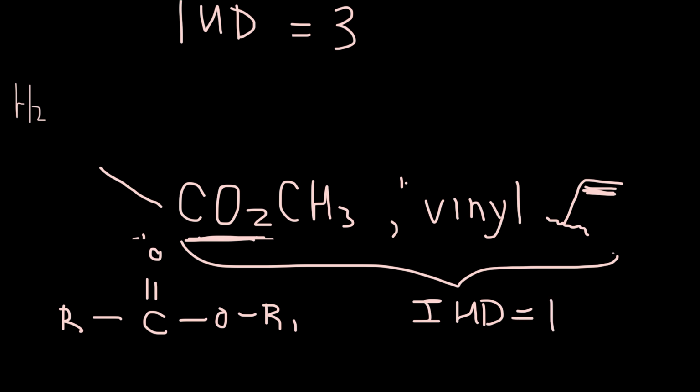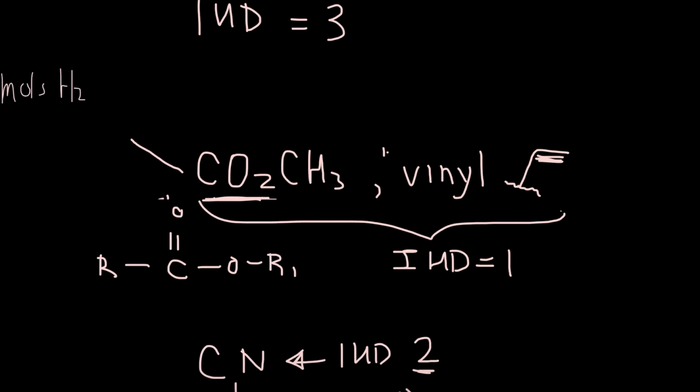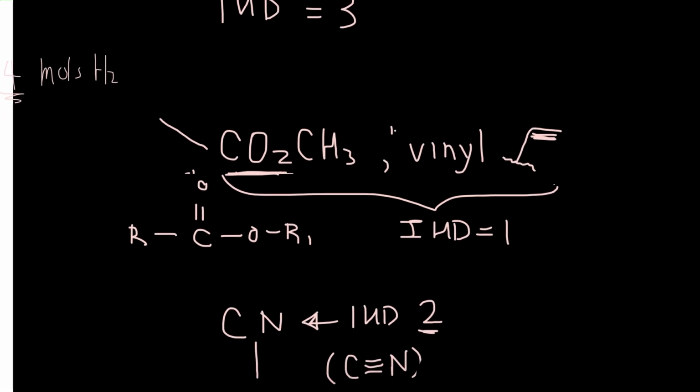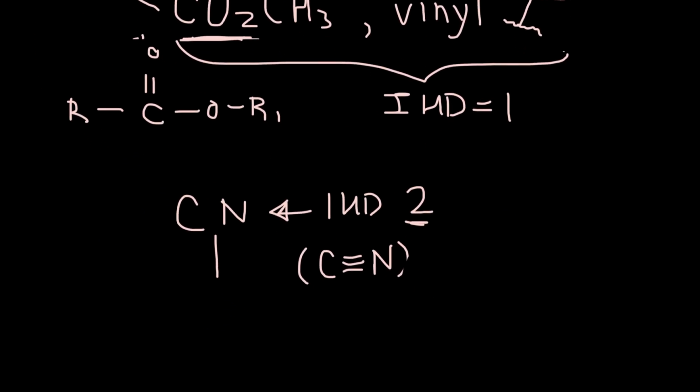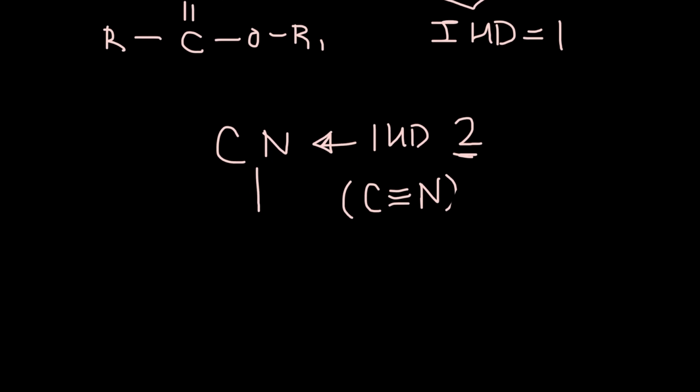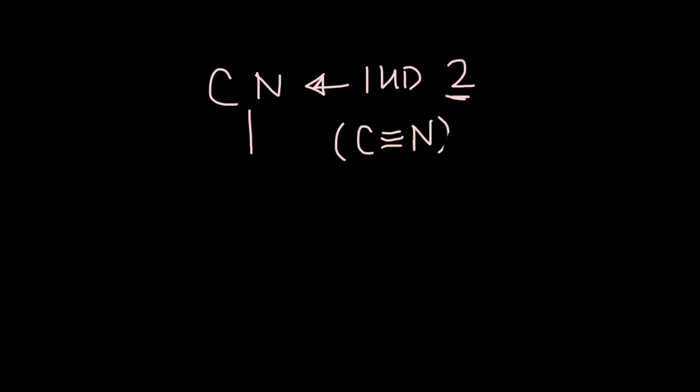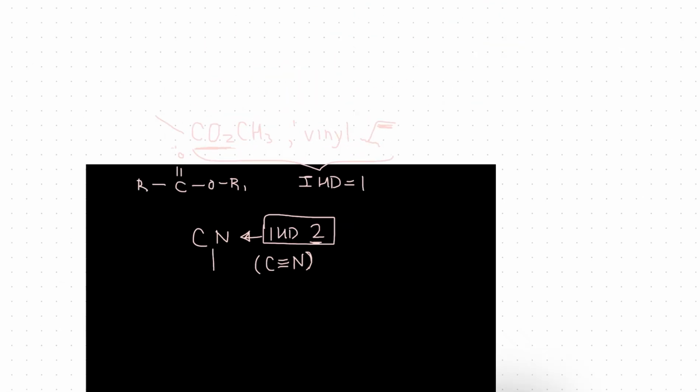The biggest thing is being able to recognize their condensed formula or their common names and then know that, oh yeah, it's actually a pi bond somewhere in there. If you see a CN in whatever molecule, there's an IHD of 2 because CN actually has a triple bond and CN is just a condensed way of writing it.